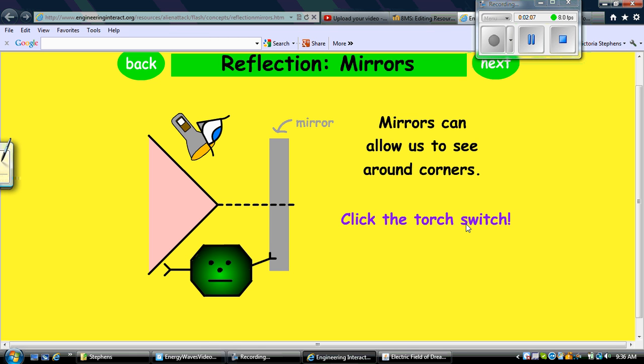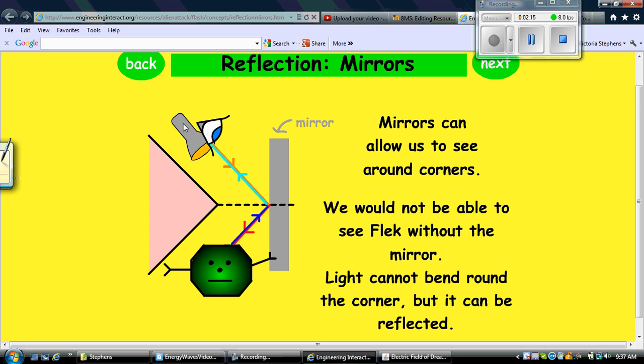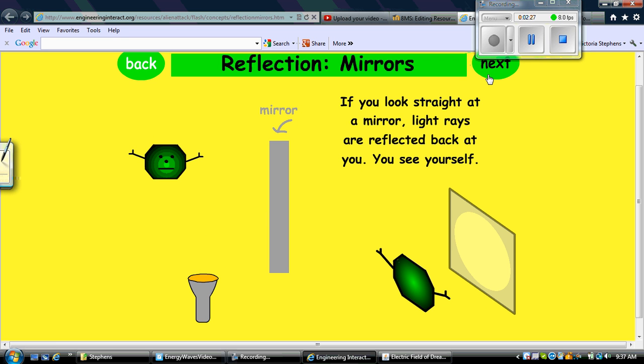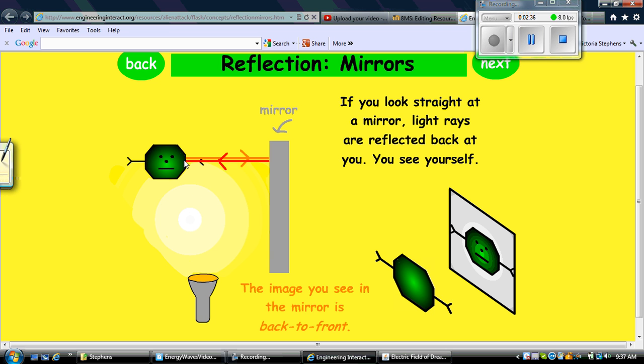Okay, mirrors allow us to see around corners. Click the torch switch. Let's do that. There we go. We would not be able to see Fleck, I guess that's the name of that little funny object, without the mirror. Light cannot bend around a corner, but it can be reflected. If you look straight at the mirror, light waves are reflected back at you. That's why you see yourself. So Fleck's obviously going to do that. So he looks right back. He looks at the mirror, reflects back at the same angle.